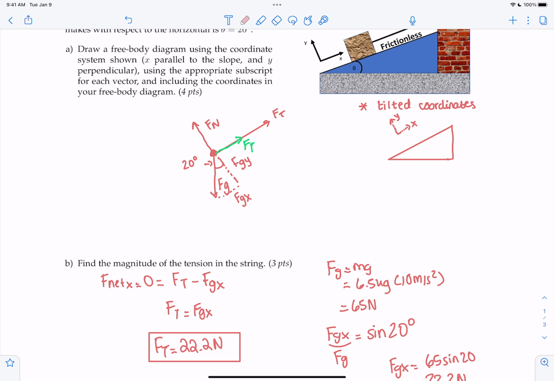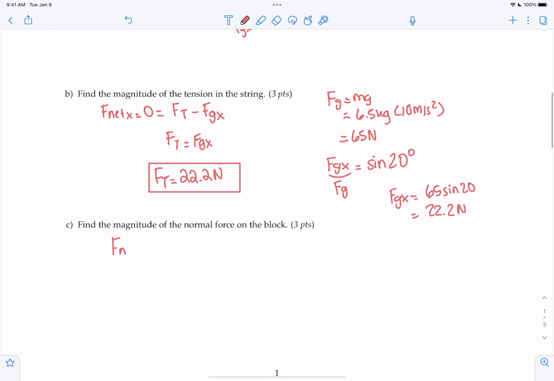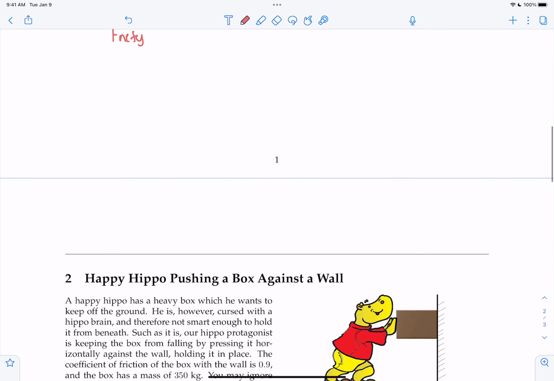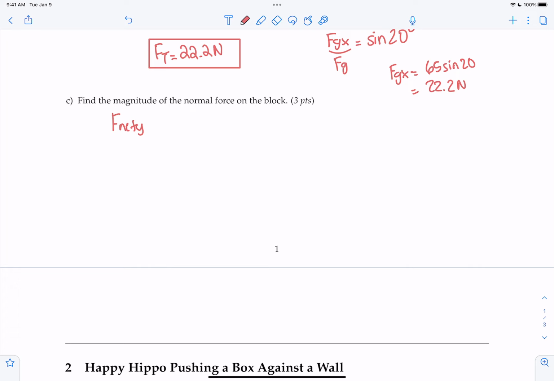So we can set up an FNet Y equation because we want to figure out the value of this force in the tilted y direction relative to the other values that we know or can figure out that are also in the y direction. So what is the only other force in the tilted y direction that we can figure out? That's FGY. So if we can figure out FGY, the only way to relate FGY to Fn is by setting up an FNet Y equation, by considering what forces are acting in that y direction to figure out the net force.